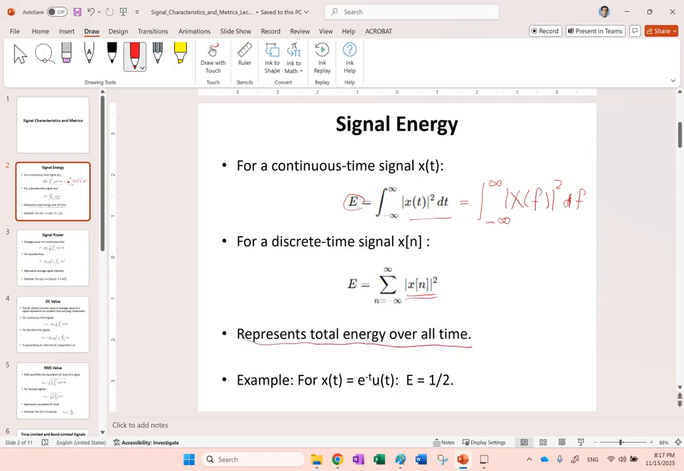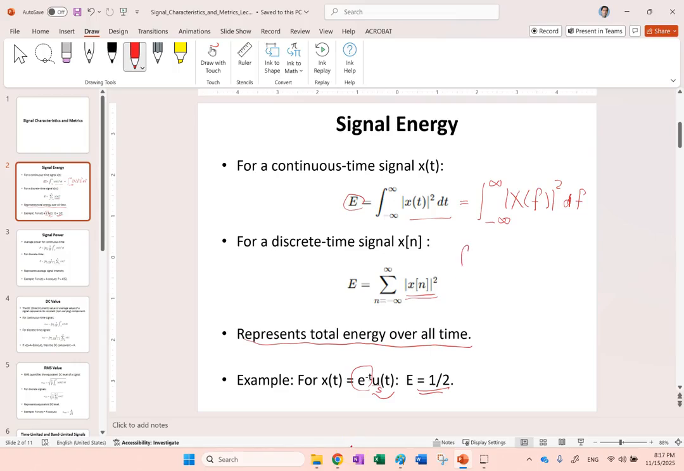If you want only the energy of a signal over a specific period of time, then you basically only do it from so much time to so much time, okay? Now, for instance, if your function is an exponential function and this is the step function, the energy of it is going to be 1/2. Well, how come? We can easily go ahead and perform the integration.